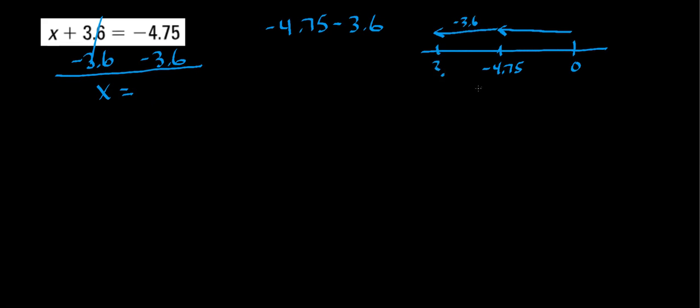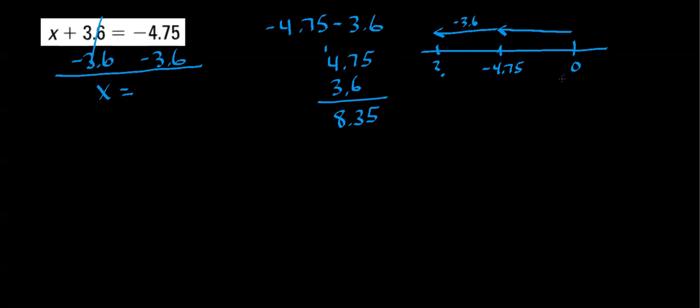And I want to know, where am I going to end up after I do that? So if I go 4.75 to the left and another 3.6 to the left, I'm moving to the left twice here. How far to the left did I move in total? So I just need to put those two pieces together, 4.75 plus 3.6, and add these up. And it looks like I'm at 8.35.